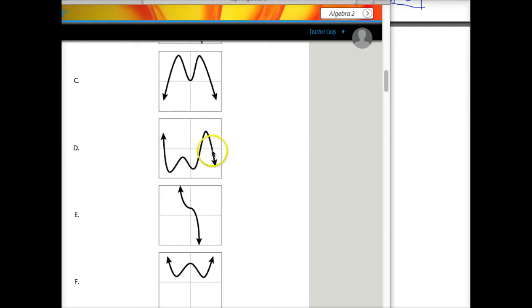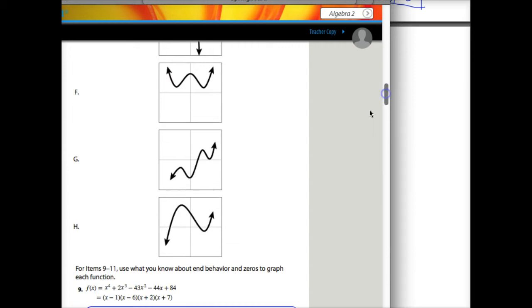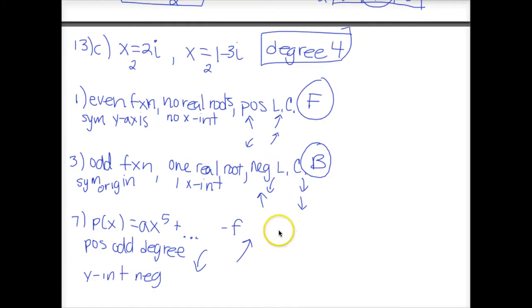So this has end behavior of a negative odd, so that doesn't work. This one has the same end behavior, negative odd. This is a positive even, so that doesn't work. Going down to G, this does have positive odd end behavior. I don't know why I keep saying negative. It does have a negative y-intercept. Also, because its degree was 5, I know that there could possibly be 4 turning points. 1, 2, 3, 4, and it does. So that is how I got choice G for number 7.